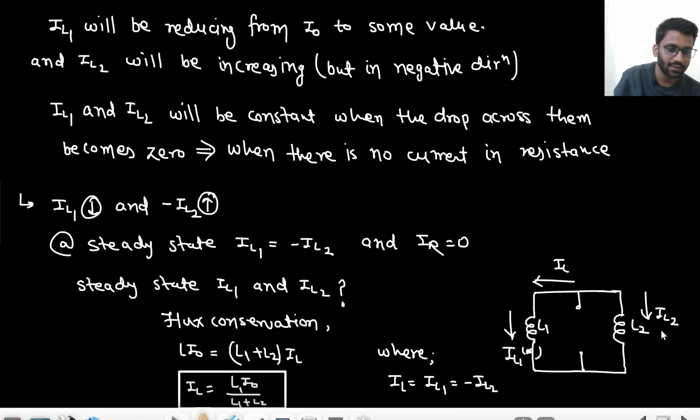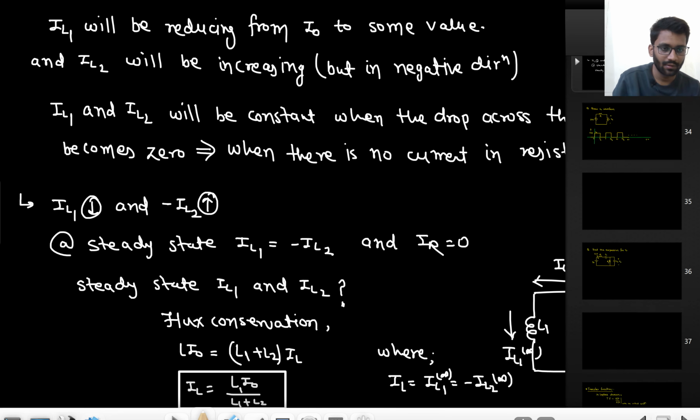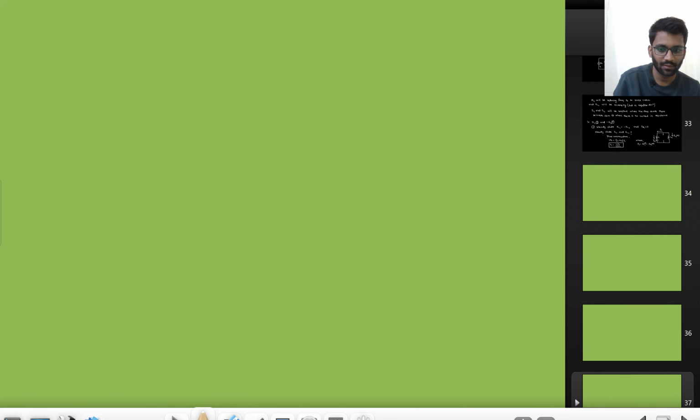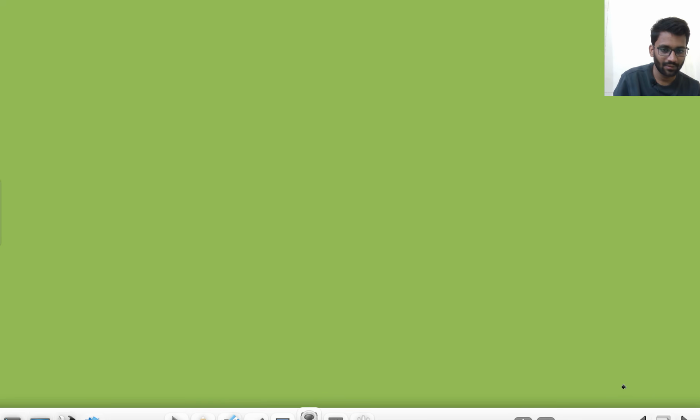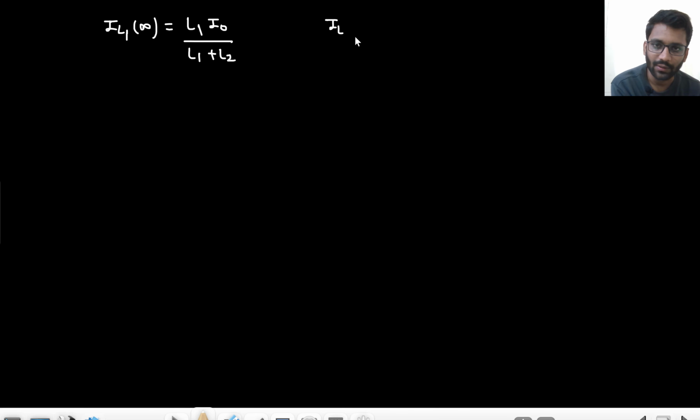We should write infinity. IL1 at infinity would be L1 I naught upon L1 plus L2, and IL2 at infinity would be minus L1 I naught upon L1 plus L2.